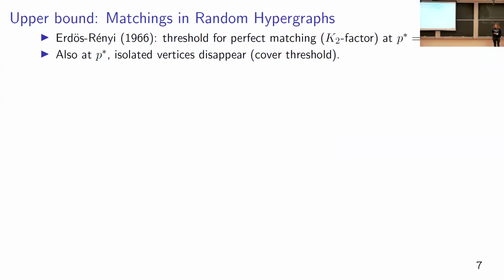Okay, so let's talk about the upper bound, and this is the difficult part. Once again, going back to the result by Erdős and Rényi, you want to have the threshold for a perfect matching or a K2 factor, and it's this, and it's the same threshold where isolated vertices disappear. And it's also the sharp threshold for a bunch of other things in G(n,p).